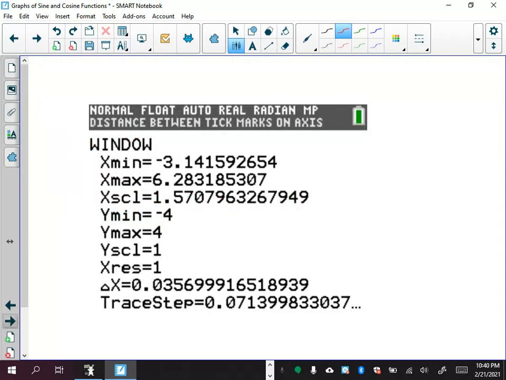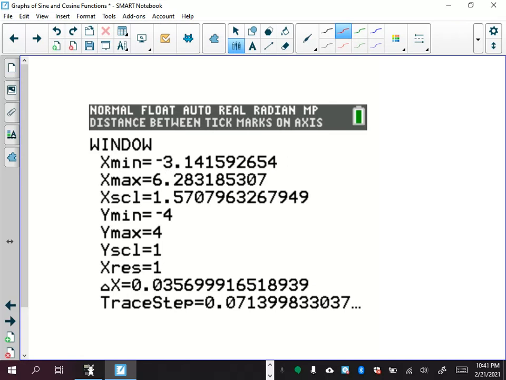So literally, this is what you're going to type in. You're going to go in your x min. You're going to come over here to your x min, and you hit your little negative button. And then you're going to go second in the little caret button. And that caret button, that's your pi. So your x min will be negative second caret. Second caret. And then you'll hit enter, and then you should get negative pi right there.